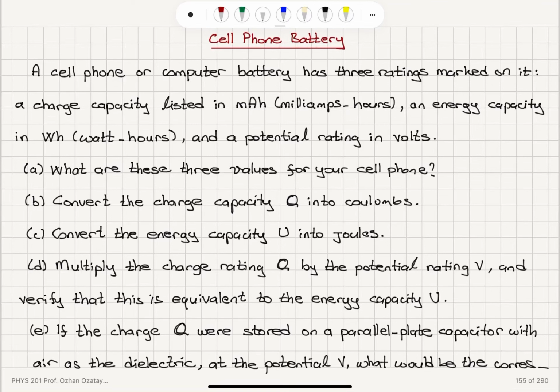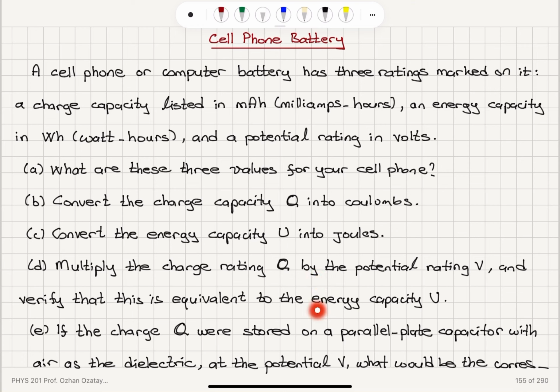Cell phone battery. A cell phone or computer battery has three ratings marked on it: a charge capacity listed in milliamps hours, an energy capacity in watts hours, and a potential rating in volts. What are these three values for your cell phone? Convert the charge capacity into coulombs, convert the energy capacity into joules, and multiply the charge rating Q by the potential rating V and verify that this is equivalent to the energy capacity U.